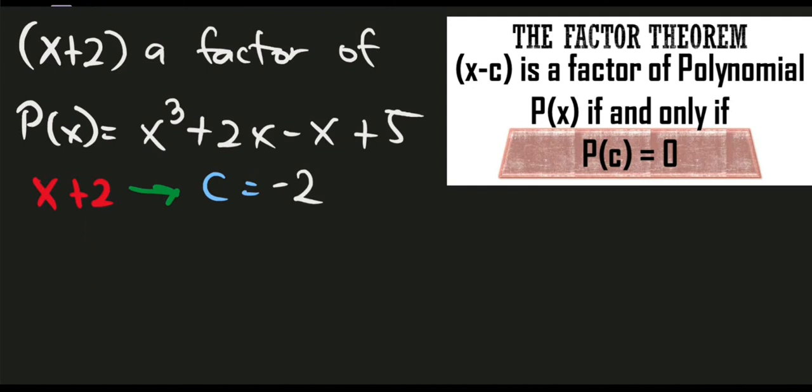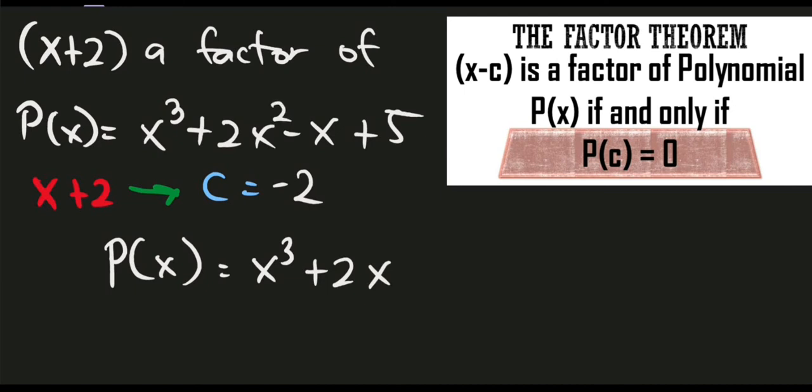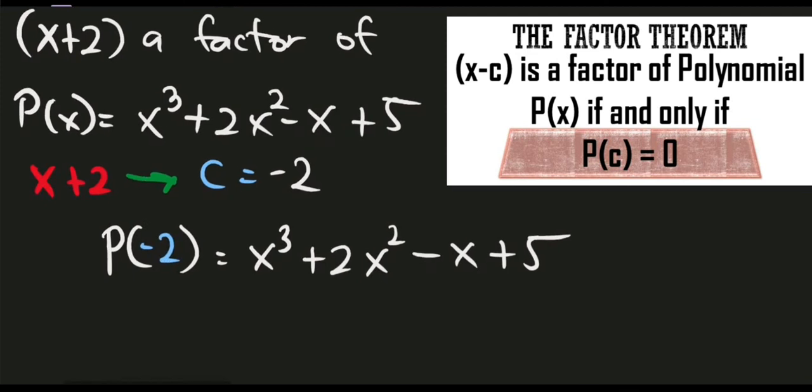Now, let's rewrite our given problem and let's plug in negative 2. So, it will give us, again, our problem is p of x is equals to x cubed plus 2x, okay, this is 2x squared para mas sakto. So, 2x squared minus x plus 5. Okay? This time, papalitan natin yung x na to. Gagawin natin siyang negative 2. And substitute all of the values as negative 2. Okay? So, yung x magiging negative 2.